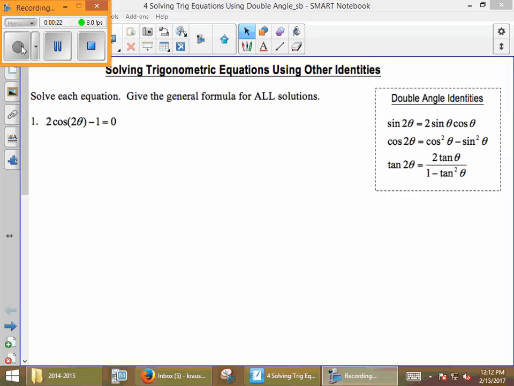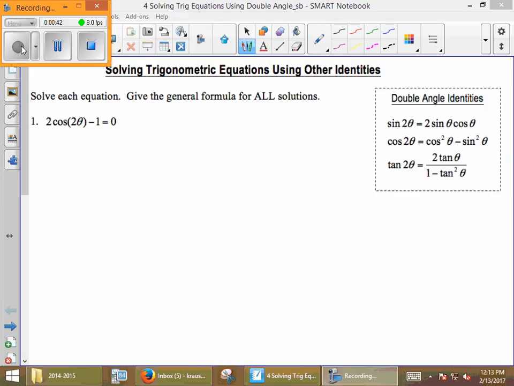And when we did the Pythagorean identities, I showed you how they're derived. I'm not going to show you that with the double angle yet. Just trust me that they work and that there's a method behind them. When we do our next unit, I will show you where those come from.